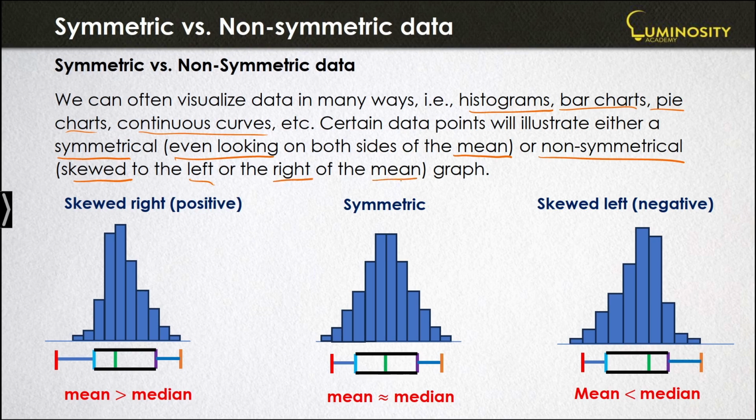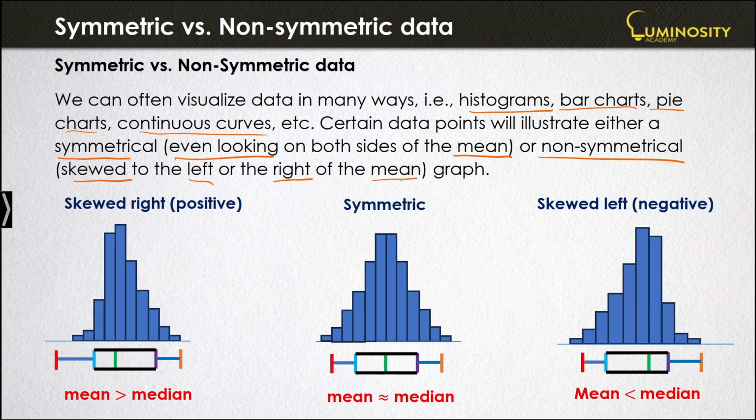Okay, so here is a diagrammatic visual tool to show you what data looks like when it is skewed either to the left or to the right, and when it is symmetrical. Okay, so often whenever we take data points from anywhere in the real world, they will fit under one of these three types of categories for the graph of that data.